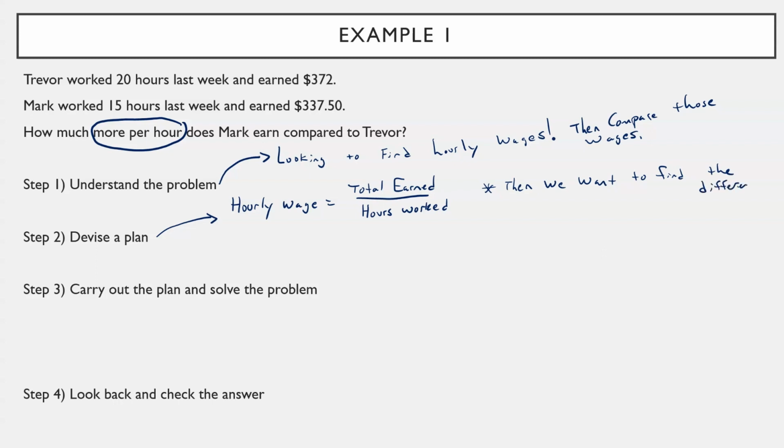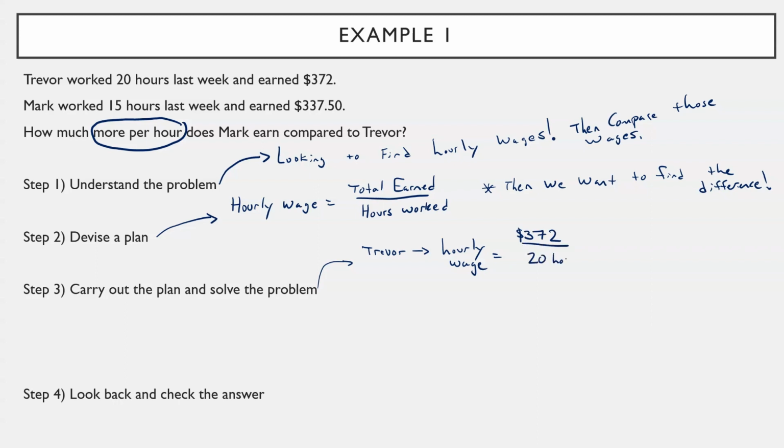All right. So let's start with Trevor. Okay. Now we have this plan. Now let's carry it out. All right. So Trevor's hourly wage. Well, how much did Trevor earn? They earned $372. And how many hours did Trevor work?